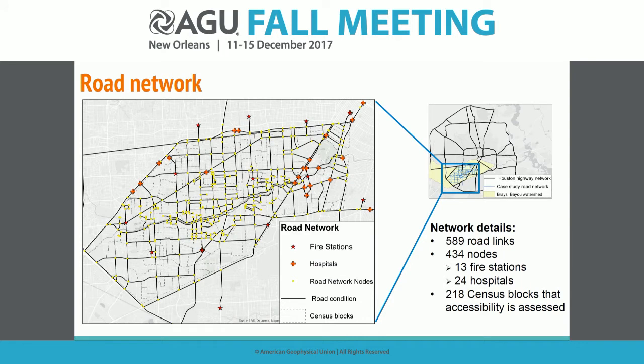And let's move now to the road network details. Here in this figure is shown the part of the network we considered in comparison to the entire highway network in Houston. And here we zoomed in and magnified this to talk about some details. The network consisted of 589 road links and 434 nodes. From them, 33 were fire stations, denoted as the red stars in the vicinity of the case study area, and 24 were hospitals, denoted as the red crosses also in the area of interest. The gray dotted polygons correspond to census blocks. 218 census blocks were considered, and their accessibility was assessed.